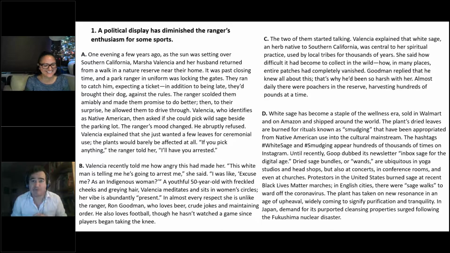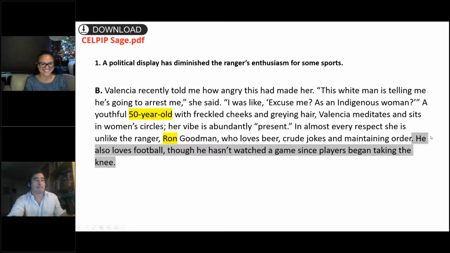Anyone find the information? We got different responses. Okay, so that information. Say B, if that's correct. It is true, it's B. Absolutely, it's in paragraph B. He also loves football, though he hasn't watched a game since players began taking the knee. If you remember, taking the knee was a political statement that many athletes were displaying as their solidarity. So there you go.